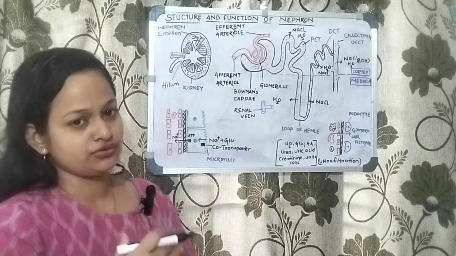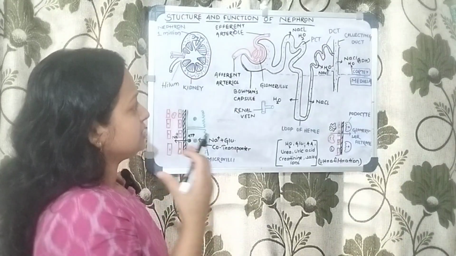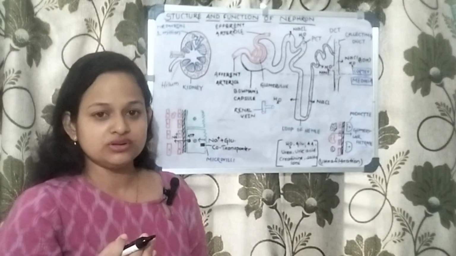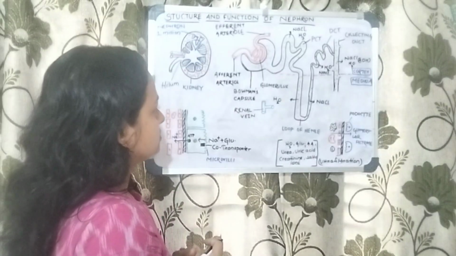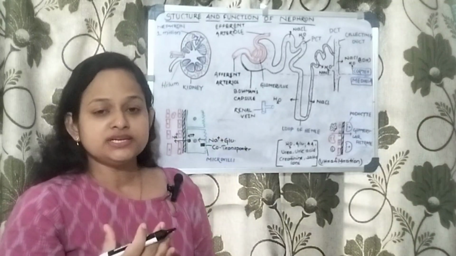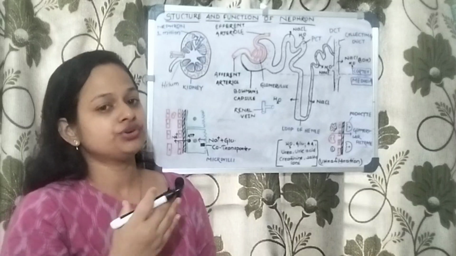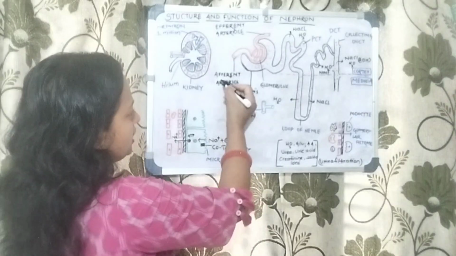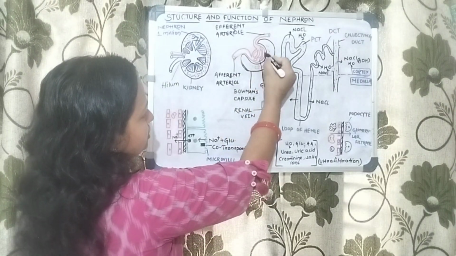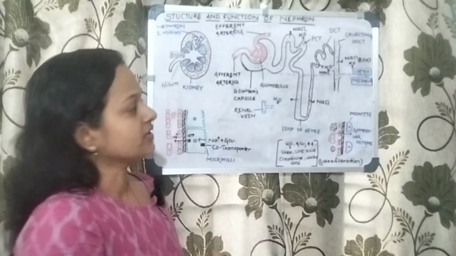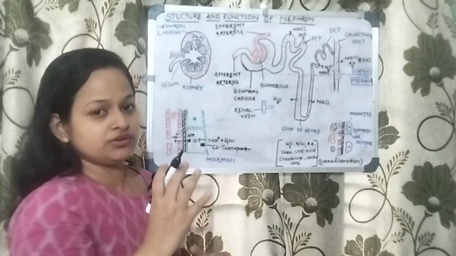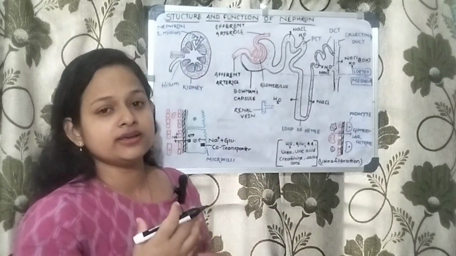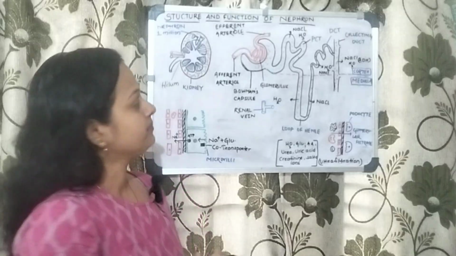Then come to the function of the nephron. So we will start from the Malpighian body, which comprises the glomerulus and the Bowman's capsule. When the oxygenated blood with the waste product from the heart comes through the renal artery, it enters into the afferent arteriole, and it enters into the glomerulus of the Bowman's capsule. And here the afferent arteriole makes a network of capillaries.